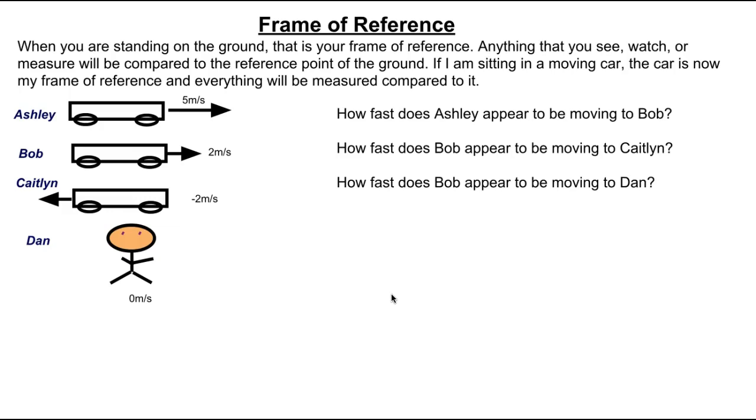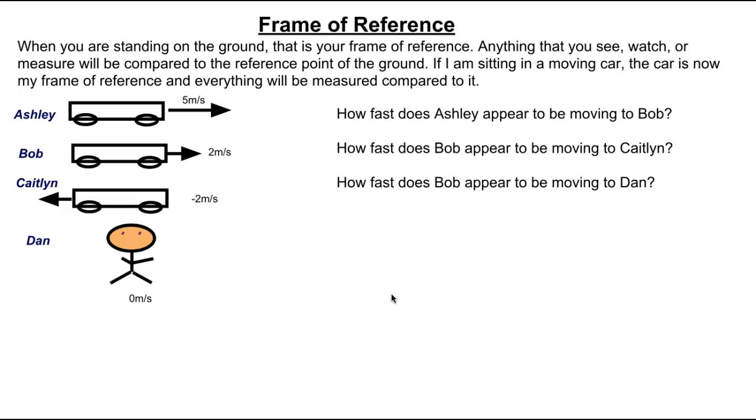So I have scenarios here. Ashley's moving to the right at 5 meters per second. Bob's moving at 2 meters per second. Caitlin's moving the opposite direction at 2 meters per second. And Dan is just standing still.